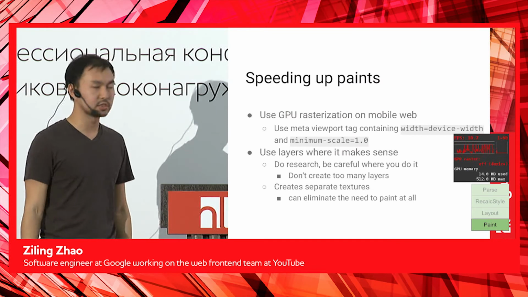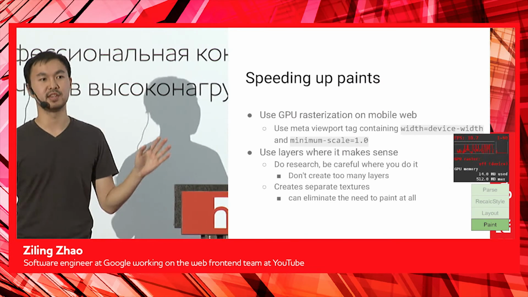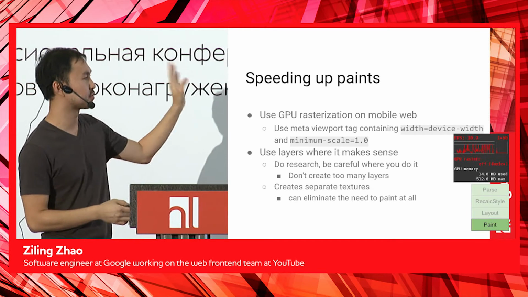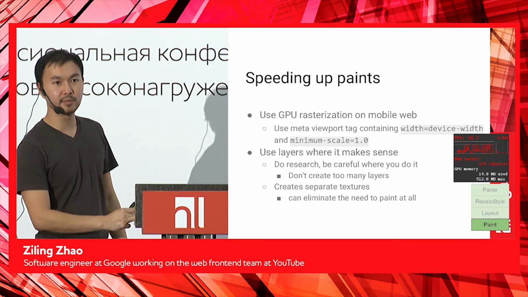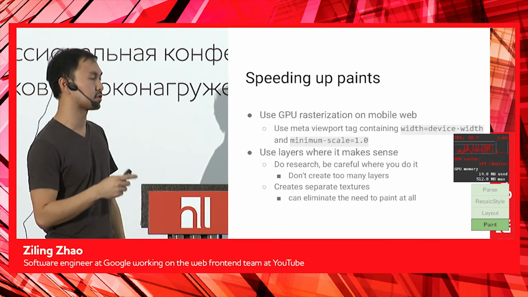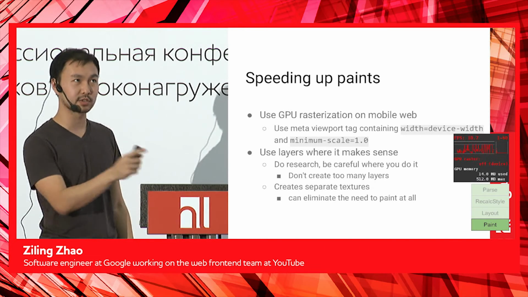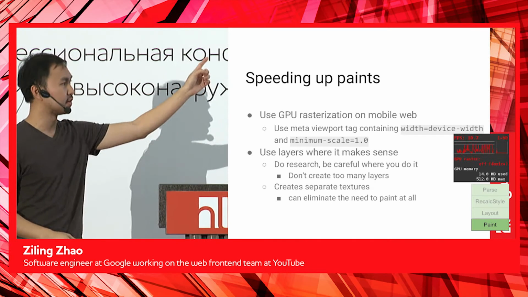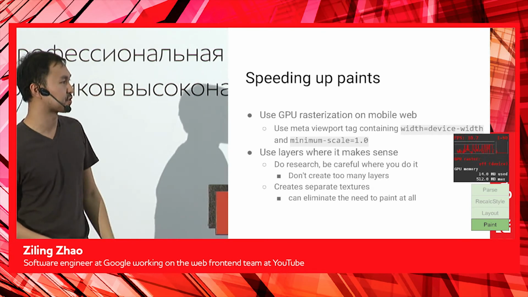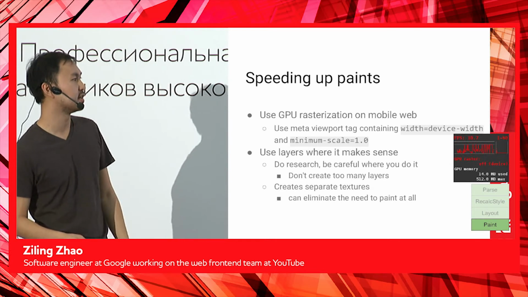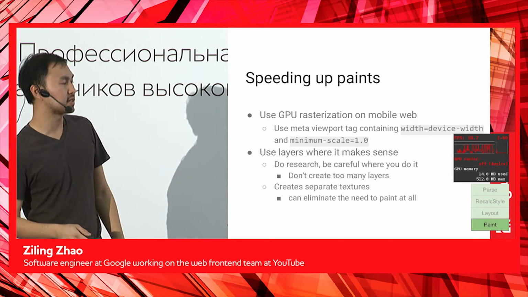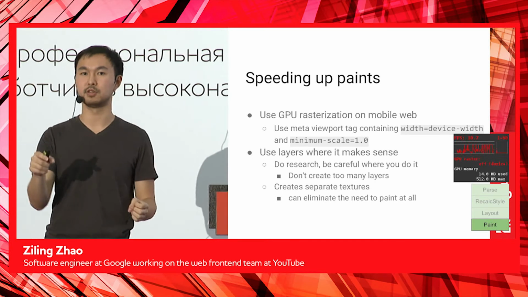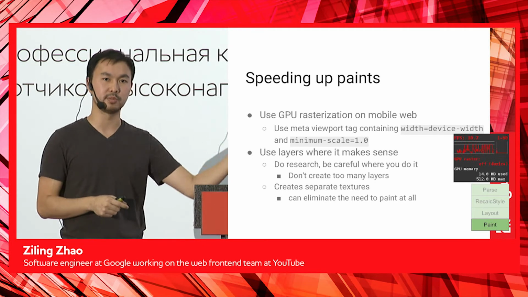So, speeding up paints. This can be an entire talk by itself, so I'm just going to go over some cool things. One is on mobile web, Chrome now has GPU rasterization. Other browsers, some of them, I think Safari has already had it, IE might on mobile web. But you have to have these special characters in your viewport meta tag to do it. What this does is turn the paint from something that's done in software on the CPU to something parallelizable on the GPU. And that's way better.